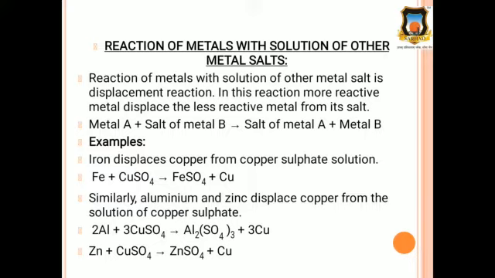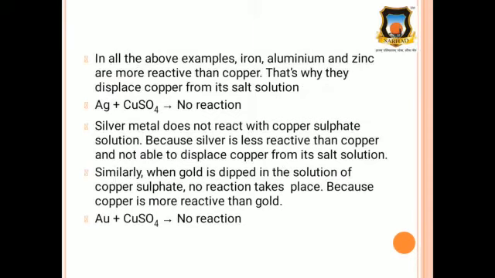Okay. Here I have shown you the reaction of aluminium and copper sulfate, zinc and copper sulfate. Here zinc is more reactive than copper, aluminium is more reactive than copper, so the reactions are possible. But here silver plus copper sulfate, no reaction. Why? Silver is less reactive than copper. Au plus CuSO4, not possible. Why? Gold, Au means gold, Ag means silver. Au is again less reactive than copper. That's why the reaction is not possible.